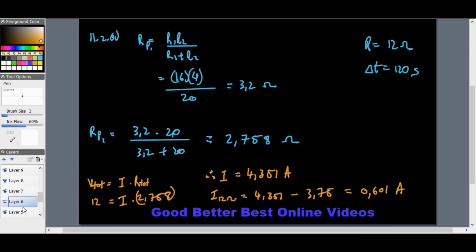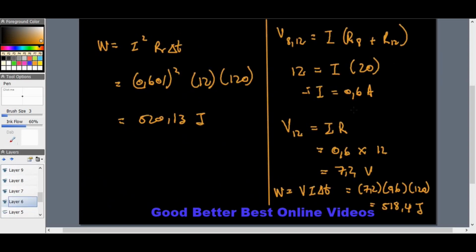But I had to showcase it in any case, in case one of you did it that way. But the second option that I showed you is a little bit quicker, a little bit easier. You just had to use this version of the energy formula.